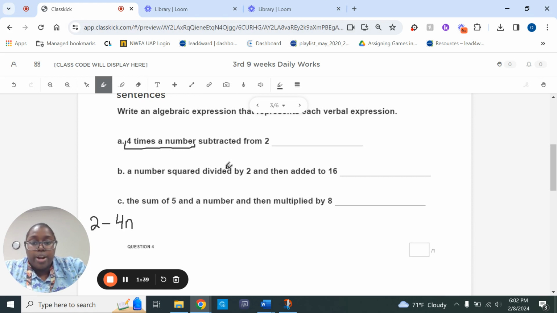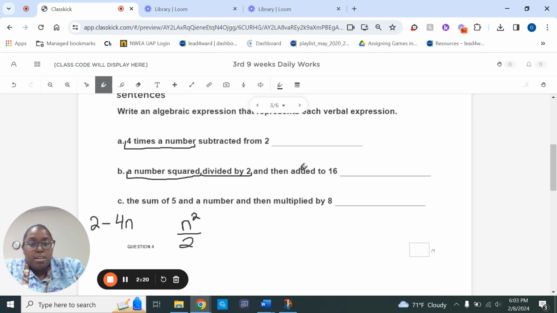B, a number squared divided by 2 and then added to 16. So once again, we have to take this a piece at a time. A number squared. What is squared? It's a special type of exponent. If you don't remember the type of exponent, look at your notes. But remember, this has a value. It's the number 2. So a number squared. So got that part. Divided by 2. So this is what is being divided by 2 because it follows right after that sentence. So divided by 2.